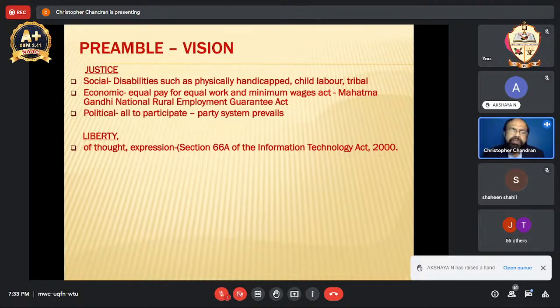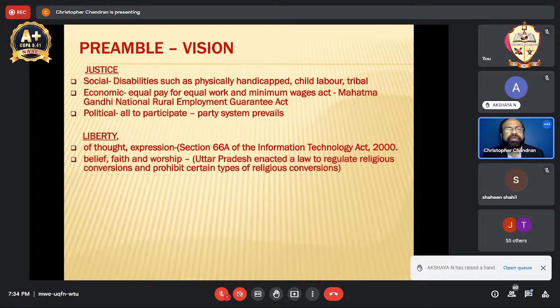Yes, there have been certain instances of high-handedness, with the government, or the police taking law and order as a pretext to suppress certain expressions against certain political leaders. Yes, this is true. But on the whole, we are enjoying a lot of thought and expression with freedom.